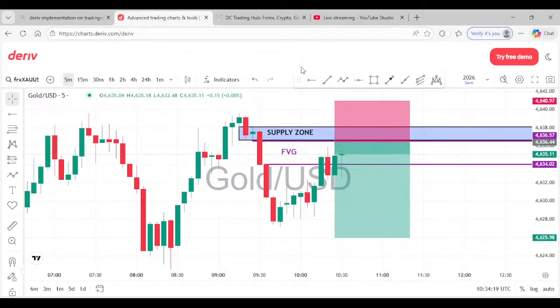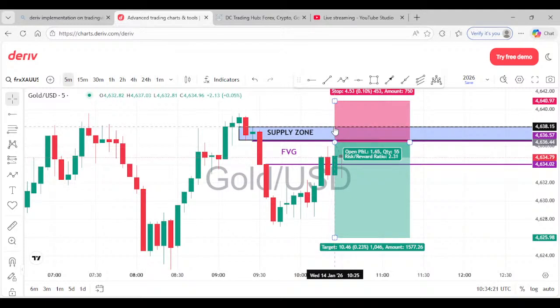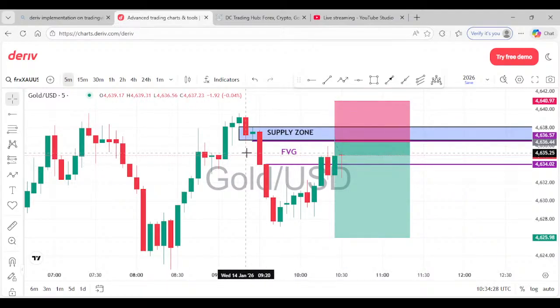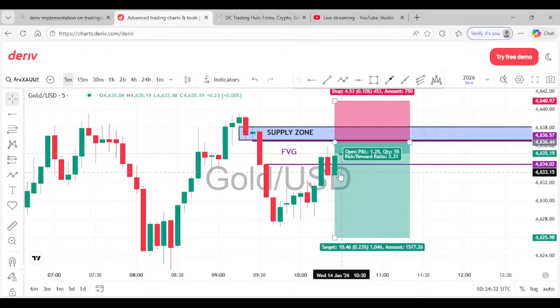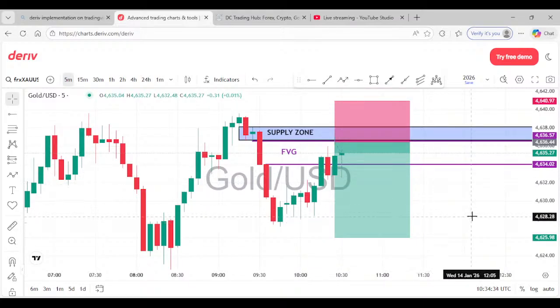So we're going to exit this trade if we have a candle that closed above 46.38. But it seems like we're still fine. Price is respecting the 50% of the Fibonacci. You just want price to close below here and start moving down. Then we are good to go.